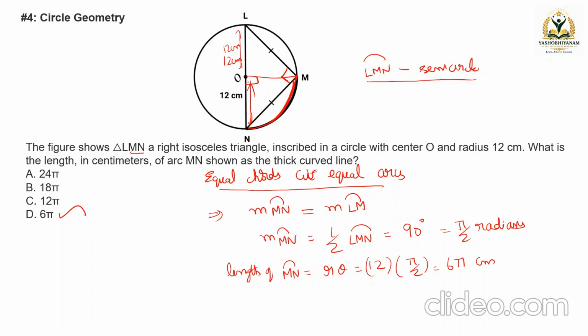Therefore, you can see that OM is perpendicular because equal arcs on both sides subtend equal angles at the center. Therefore, angle NOM is 90 degrees. Equal chords cut equal arcs, and therefore you have this. The whole arc is 180 degrees because it's a semicircle. Measure of arc LMN is 180 degrees. Clear?